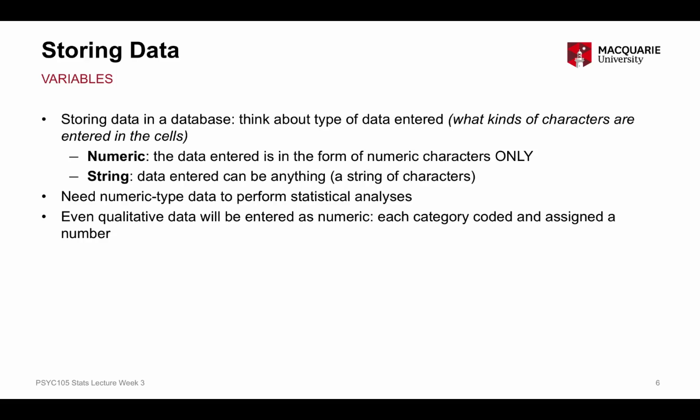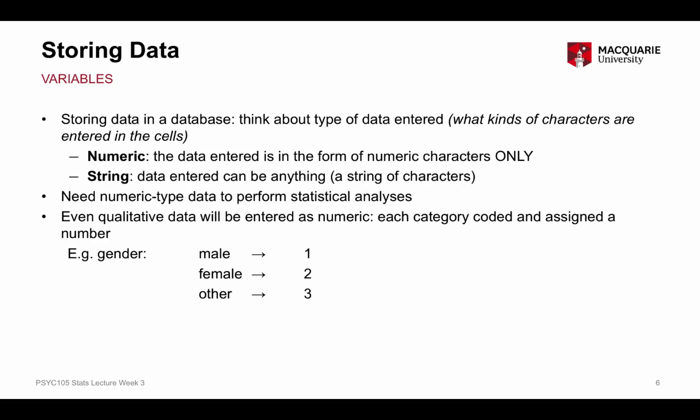So if we have qualitative data, remember qualitative variables are categorical variables, things like gender, things like color, things like unit of study, anything that's a descriptor as opposed to something that's a numeric measure. What we need to do is to code each of those categories, assign each of those categories a number, and enter the number into the spreadsheet instead of the word itself.